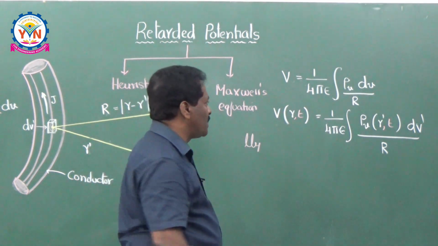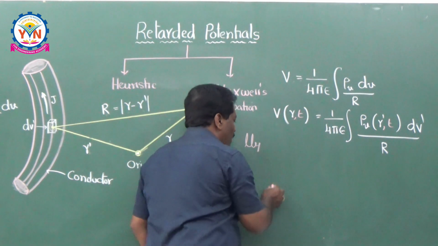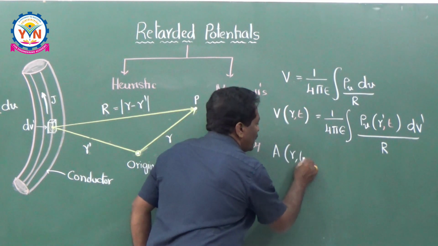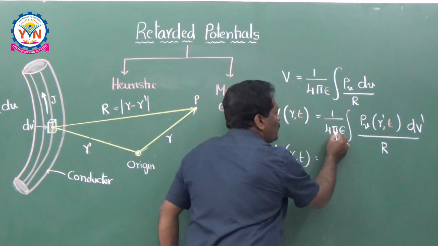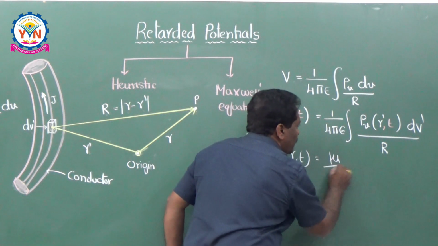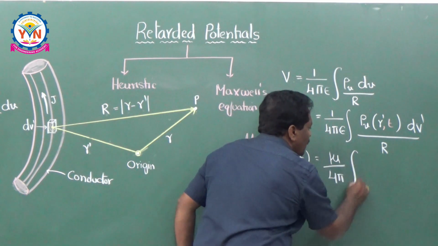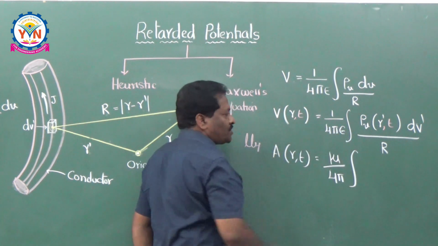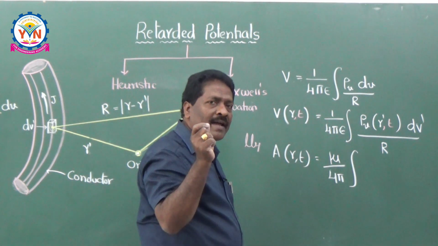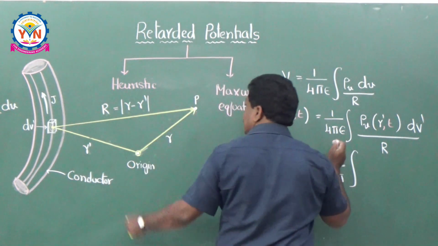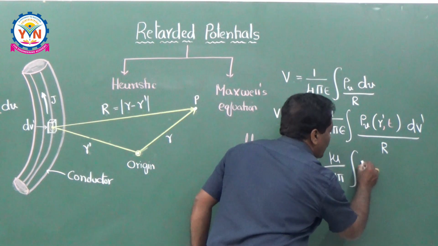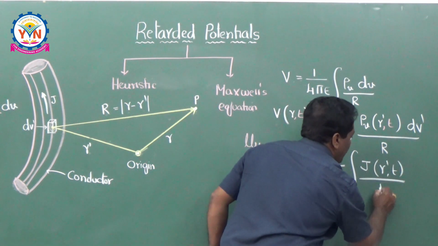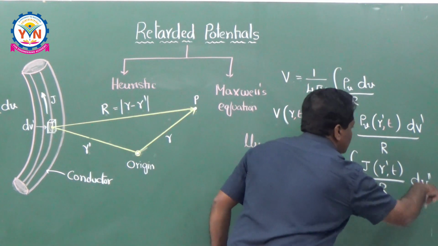What is the magnetic potential? In place of V, I can write A of r comma t is equal to mu divided by 4 pi integral. Here you see charge density is the source for your electric potential. What is the source for your magnetic potential? It is nothing but the current density J. So I can say J of r dash comma t divided by capital R into dV dash.